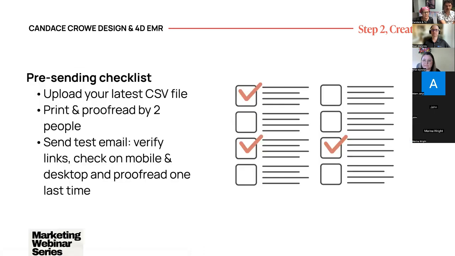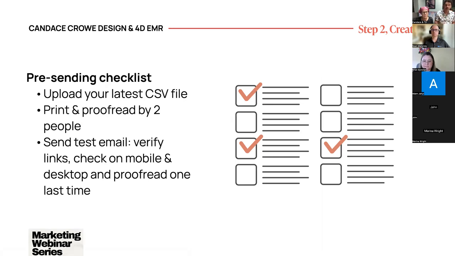So you've got your email laid out, you've got all your content loaded, you're almost ready to send. What do you do next? We have a pre-sending checklist that we run through every single time. We update our latest subscriber file, usually a CSV file. It basically looks like an Excel file, but all of our newest subscribers from the last month, we make sure to add those.